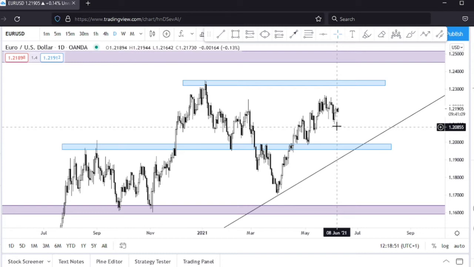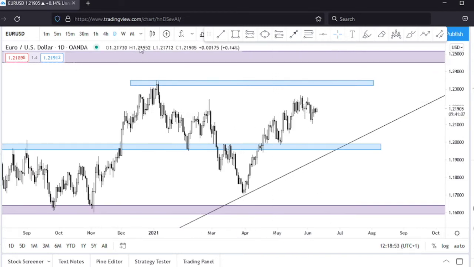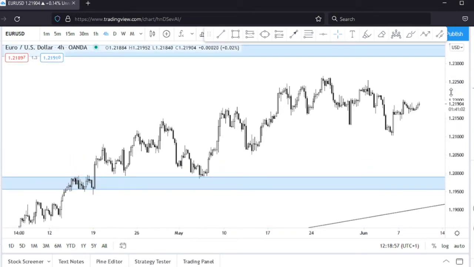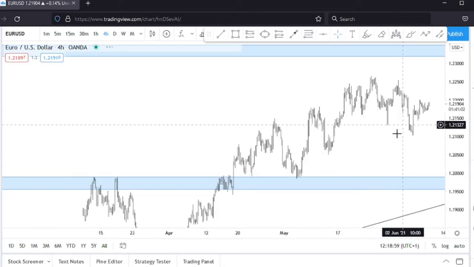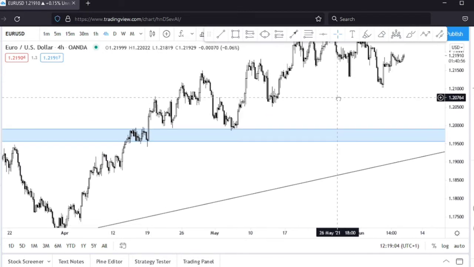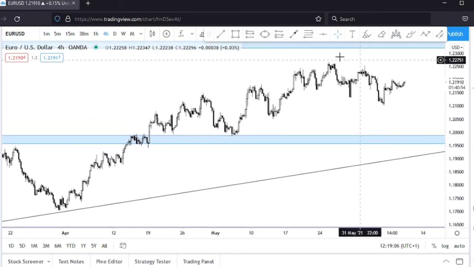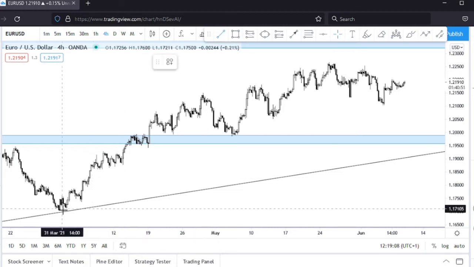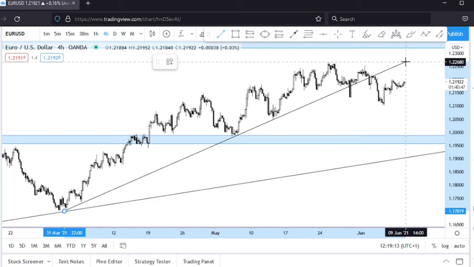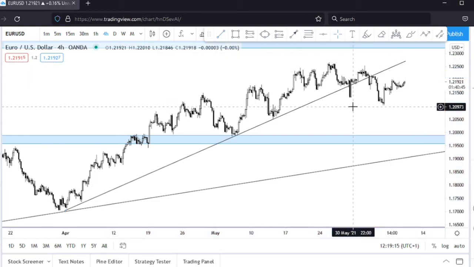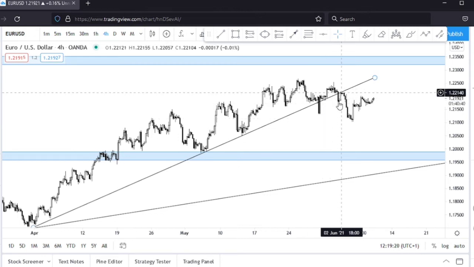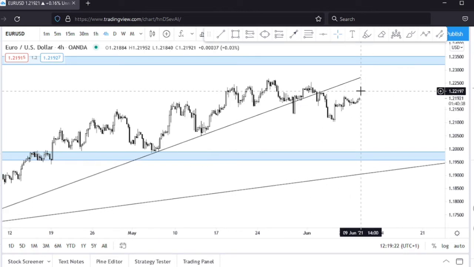Now we can move to the 4-hour time frame to see more levels and to see the trend properly. On the 4-hour time frame, we can plot this trend line over here. As you can see, there is a break of the trend line. There was a false breakout here before finally breaking and retesting the trend line.